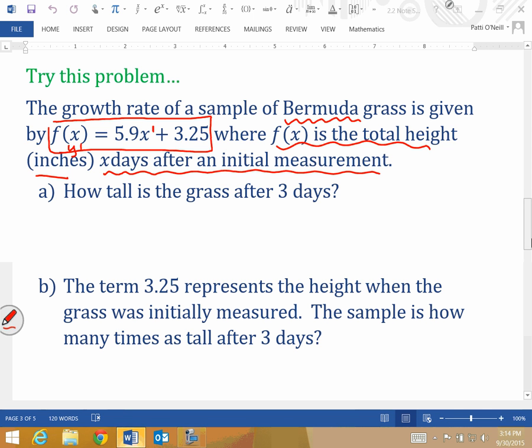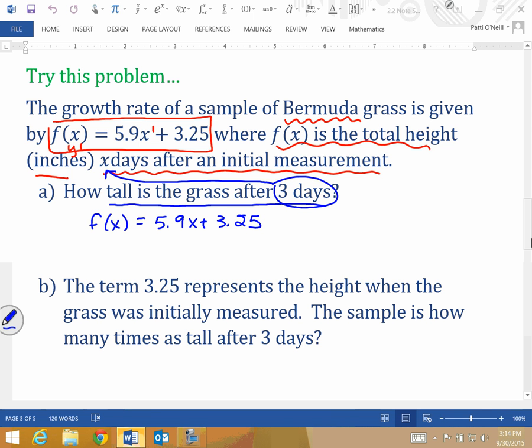We want to know how tall the grass is after 3 days and then deal with something else in part B. So let's focus on the first part initially. How tall is the grass after 3 days? Well, the 3 days deals with the variable x. Because this was presented to us in function notation, f of x equals 5.9x plus 3.25, we can sub the value of 3 in for x and evaluate f of 3.